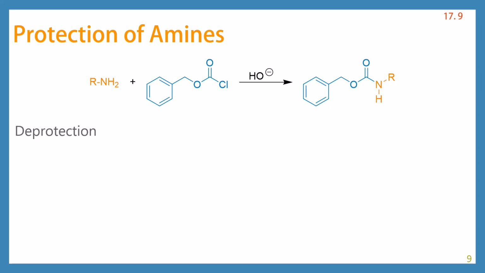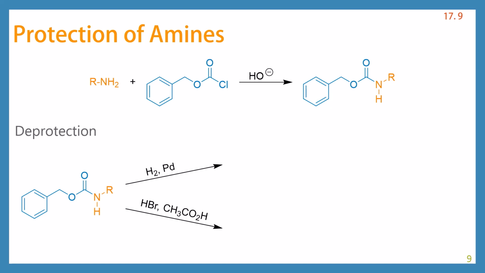Now we could also deprotect that amine, in other words, get the amine back through a couple different options. If you were to react this with hydrogen in the presence of palladium, you would end up getting the amine back. You would also get carbon dioxide from the decarboxylation of the carbonic acid that would be present, and you would also end up with toluene. So you can actually see here's your carbon dioxide, here's your toluene.